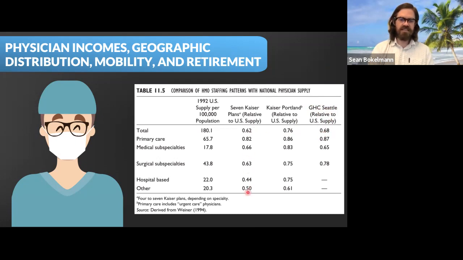So what we're seeing is that these plans are capturing a substantial portion of these physicians, except for the hospital-based physicians with regard to the 7 Kaiser plans. But in any case, what we're seeing is that a substantial proportion of physicians are part of these sorts of HMO plans, and a smaller proportion is not part of those plans.